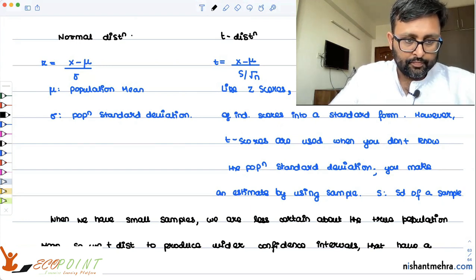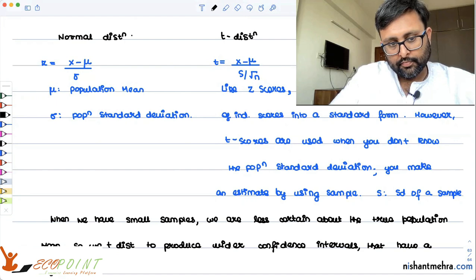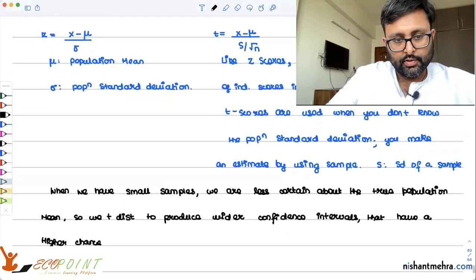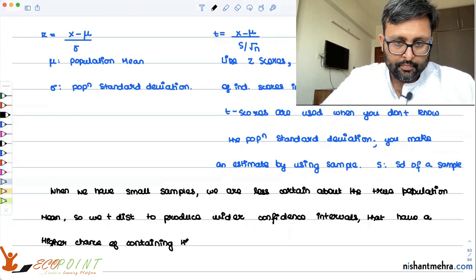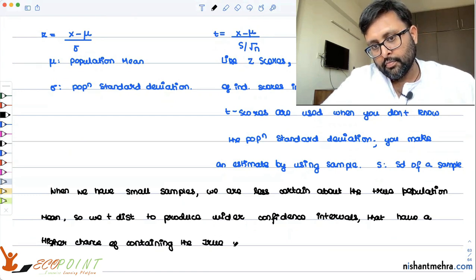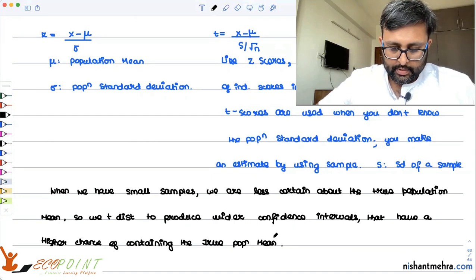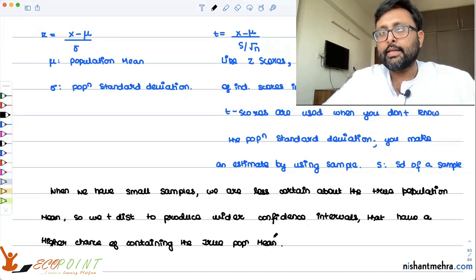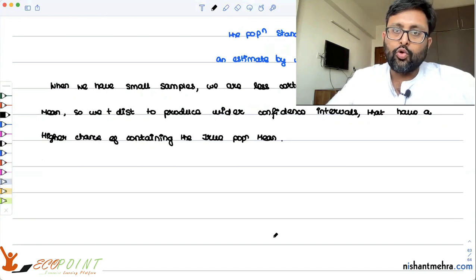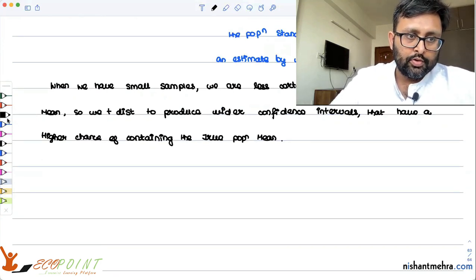That have a higher chance of containing the true population mean, right? You have a higher chance of containing the true population mean. So you will be using T distribution when the population standard deviation is not known, and when the sample size is less than or equal to 30. You call that a small sample. So please write this.